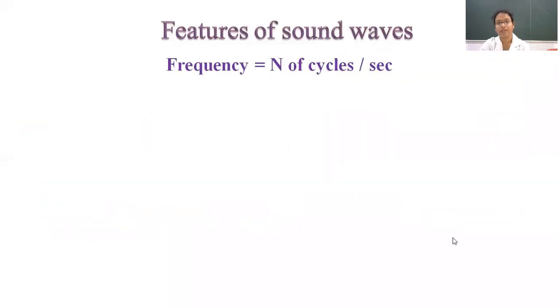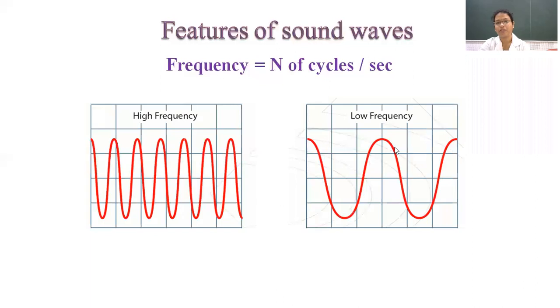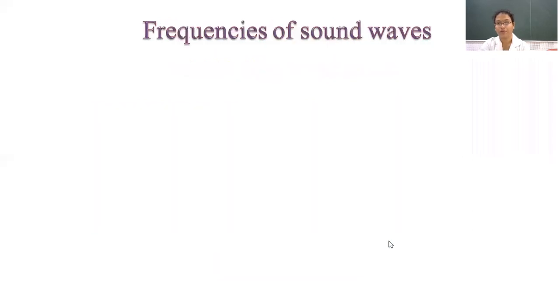Now next is frequency. Frequency is the number of cycles generated in 1 second. Here this is high frequency, and compared to this, this is low frequency. Why is frequency important? Because frequency corresponds to pitch. Usually females are high pitched and males are low pitched.